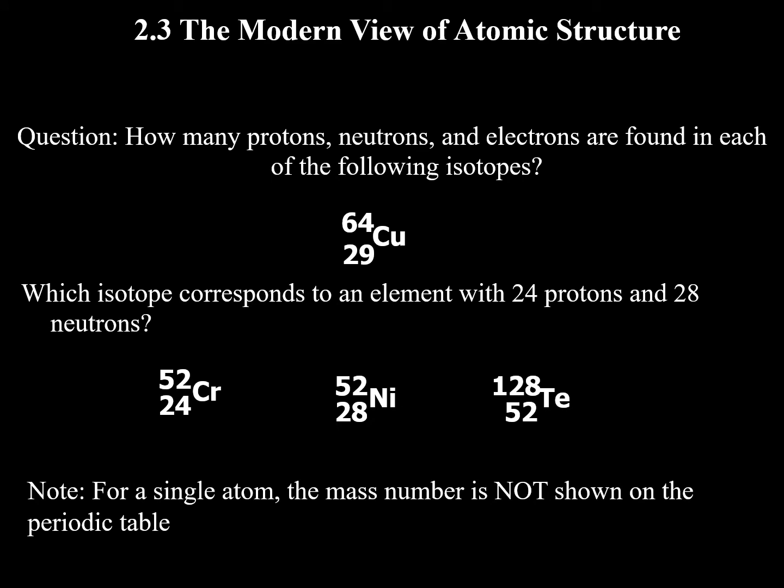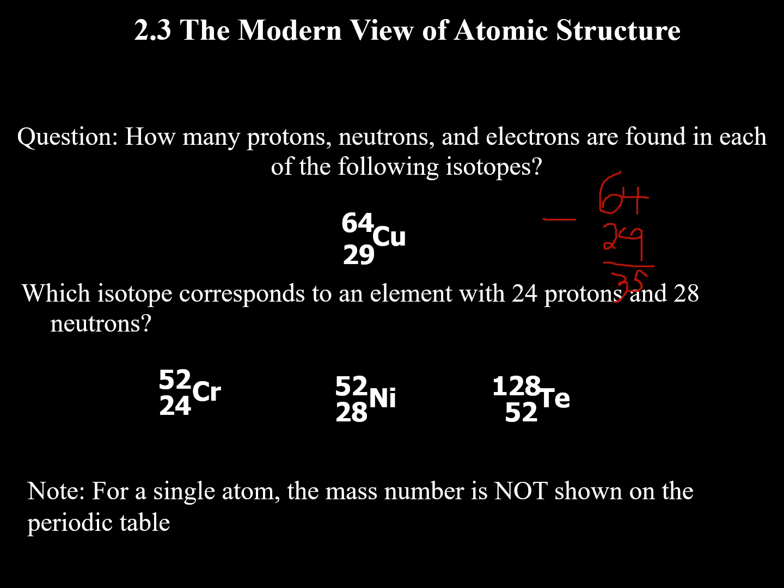So just a small exercise. How many protons, neutrons, and electrons are found in each of the following isotopes? In this case, we have a mass number of 64. Cu is copper. And we have 29 protons. If we do the math, 64 minus 29, so that I don't get confused, 64 minus 29 is 35 neutrons, okay?